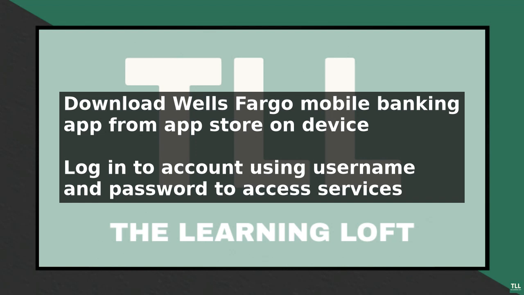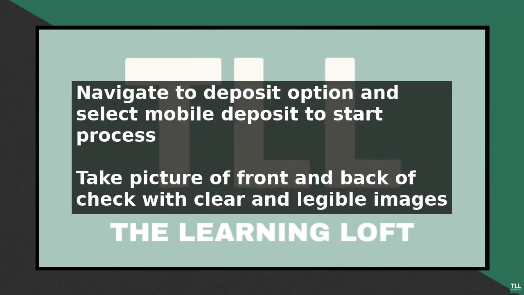Once you have downloaded and installed the app, you can log into your account using your username and password. After logging in, navigate to the deposit option and select Mobile Deposit. You will then be prompted to take a picture of the front and back of the check you want to deposit. Make sure the check is endorsed with your signature and the words "for mobile deposit only."